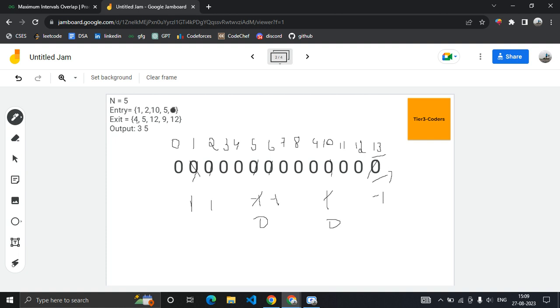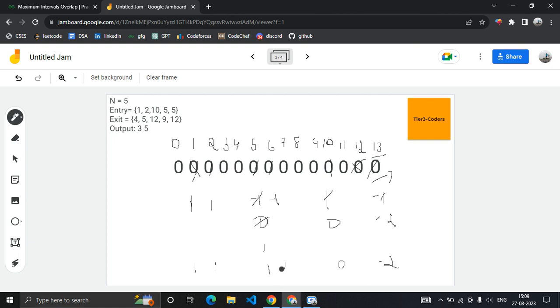Now the last case would be 5 to 12. So I will increment 5 by 1 and I will decrement 13 by 1, so minus 1 would become minus 2. So the final array would be 1, 1, and 1, and 0. Here minus 1 is there, minus 1, and here minus 2.